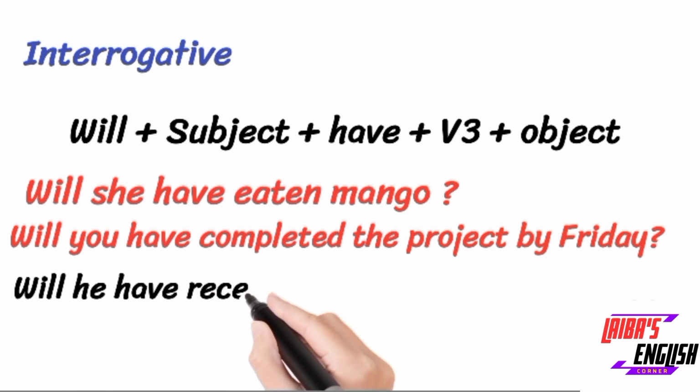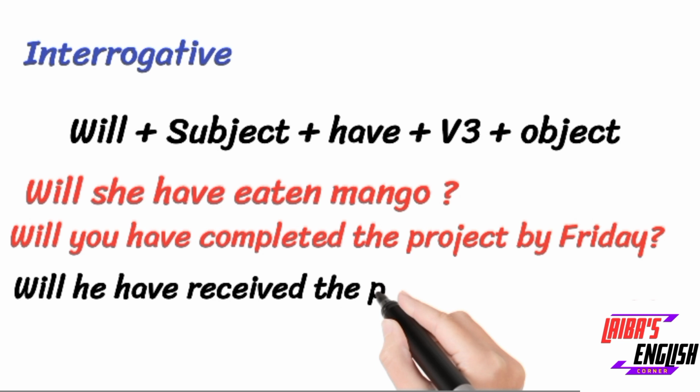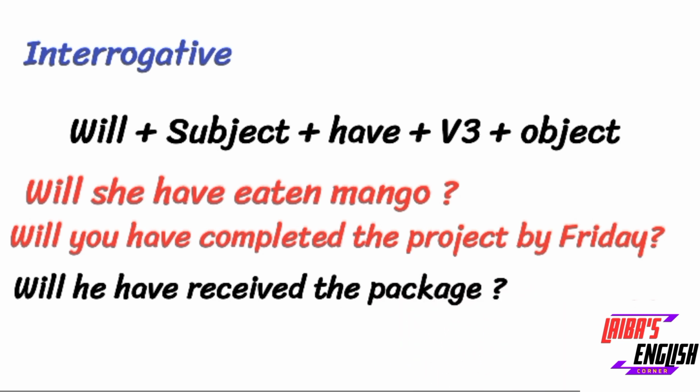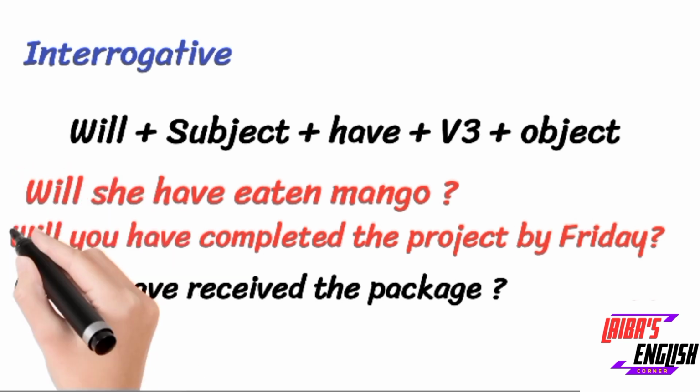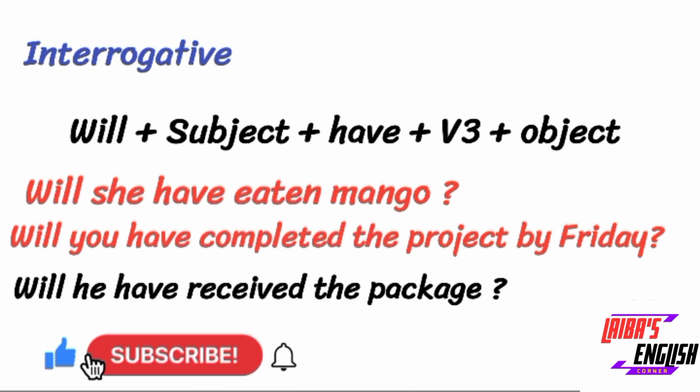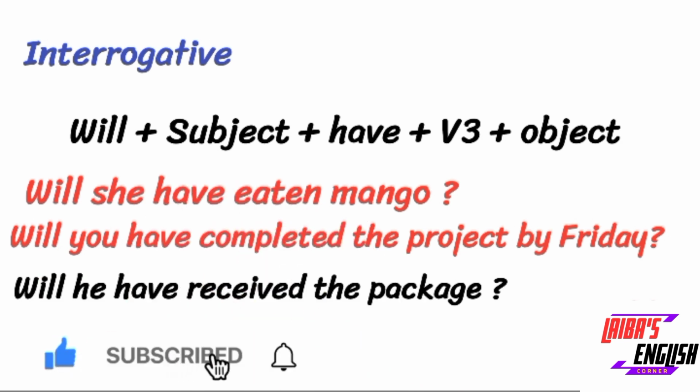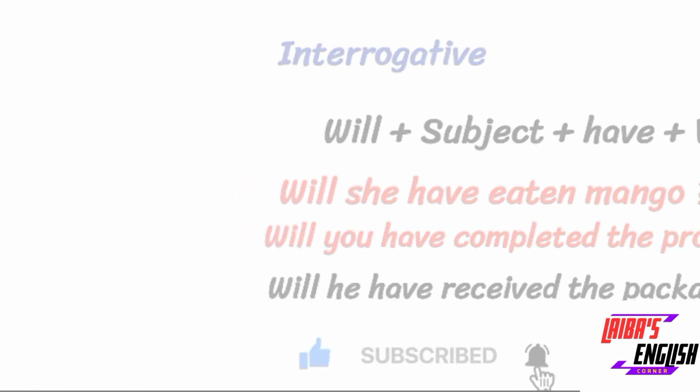Third example is will he have received the package? Question mark. So here will helping verb, he as a subject, have is used, received third form received, and the package is an object. So I hope your concept is clear till now, and just we have the last topic now, and which is future perfect continuous tense.